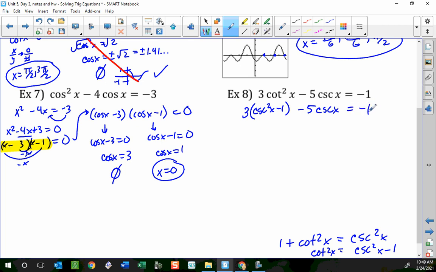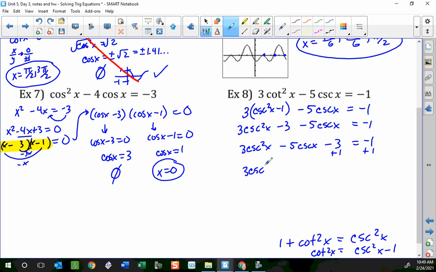So at least now everything is the same item. They're all cosecants. Okay? So let's work this out a little bit. 3 cosecant squared minus 3 minus 5 cosecant equals negative 1. So let's clean it up. 3 cosecant squared, I'm going to put this 1 next. Minus 5 cosecant. And I would write minus 3. Well, we'll go ahead and write it. Minus 3 equals negative 1. So I need to add 1 over here. So 3 cosecant squared minus 5 cosecant minus 2 equals 0.